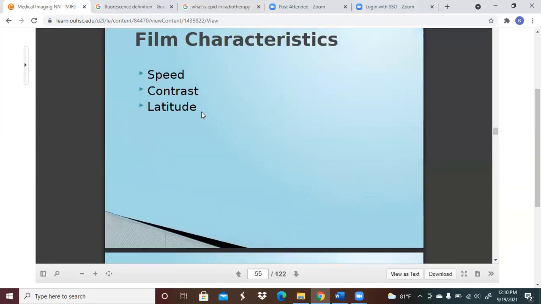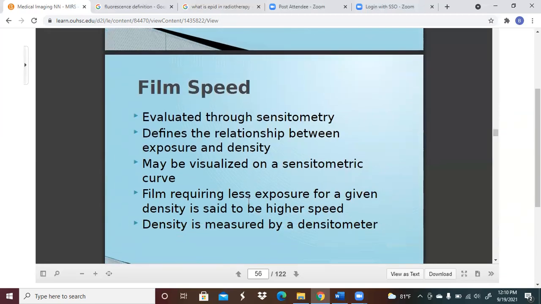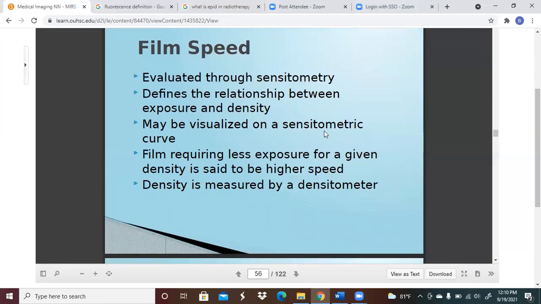You've got speed, contrast, and latitude. So for the speed, you have it evaluated through sensitometry. It defines a relationship between the exposure and the density. It may be visualized on a sensitometric curve, and film requiring less exposure for a given density is said to be higher speed. Density is measured by the densitometer.